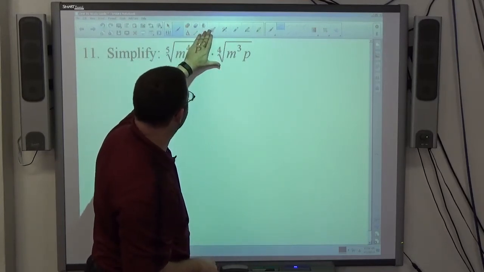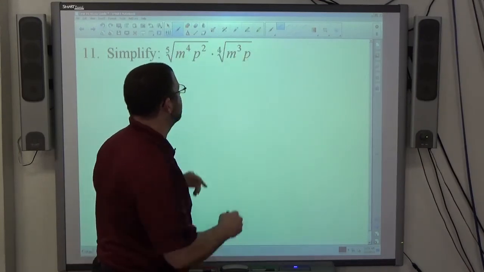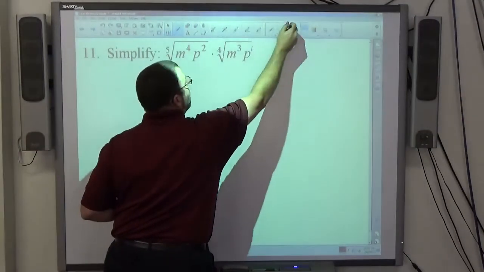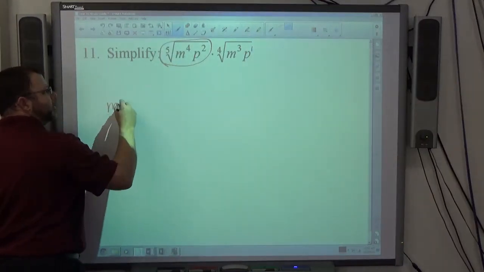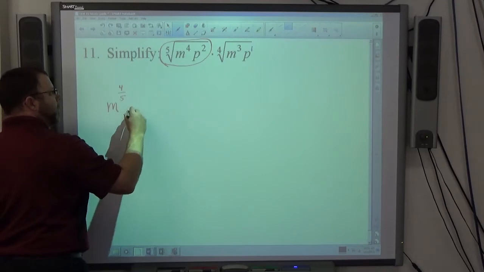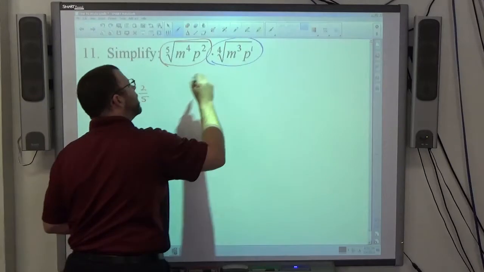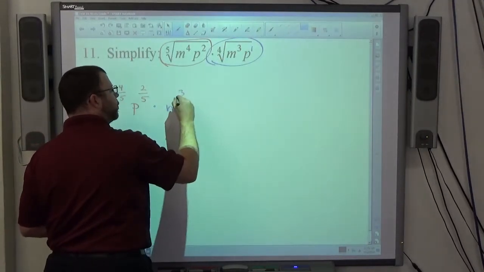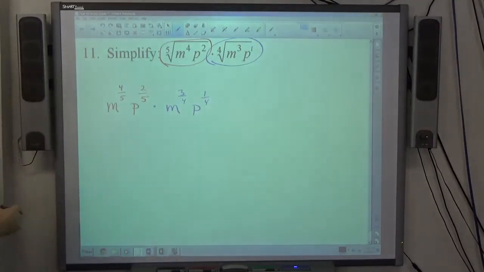So that 4th root goes to those, the 5th root goes to those, and the powers inside there are 4 and 2, and the powers inside here are 3 and 1. So the first step is to rewrite each of these in fractional power form. So this one here, m is a base, we take the inside divided by the root. P is a base, we take the inside divided by the root. Second one, we're multiplying. We got m as a base, inside divided by the root. And for p, base, inside divided by the root. So in each case you just take the inside power divided by the root to create the fractional powers.